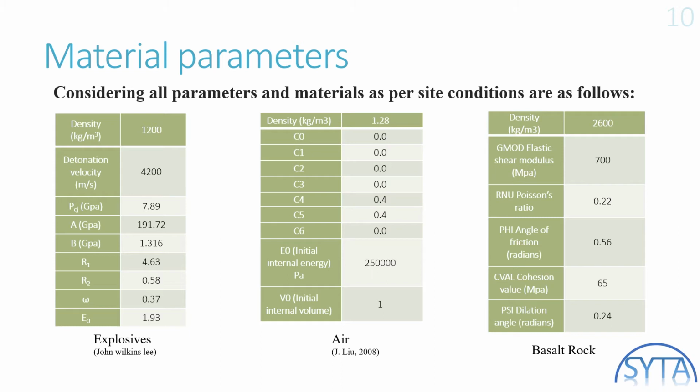And the third material is the basalt rock. This basalt rock is encountered on the actual site. On the basis of the actual site basalt rock, the density of the rock is 2600 kg per meter cube. The elastic shear modulus is 700 MPa, and the Poisson's ratio is 0.22. The phi angle of friction is 0.56 radians, the cohesion value is 65 MPa, and the psi dilation angle is 0.24 radians.